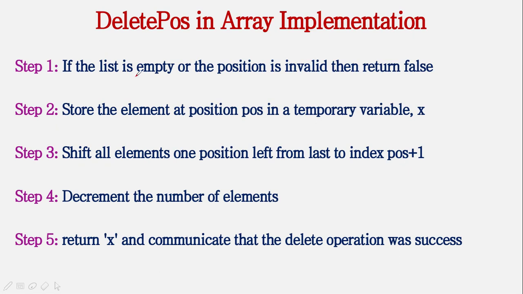First step is, as usual, you have to check whether the list is empty. If the list is empty, then you are going to return false, indicating failure. One more condition that we have to check here is if the position is invalid. This we always have to do whenever position is passed as an argument. This is a validity check.